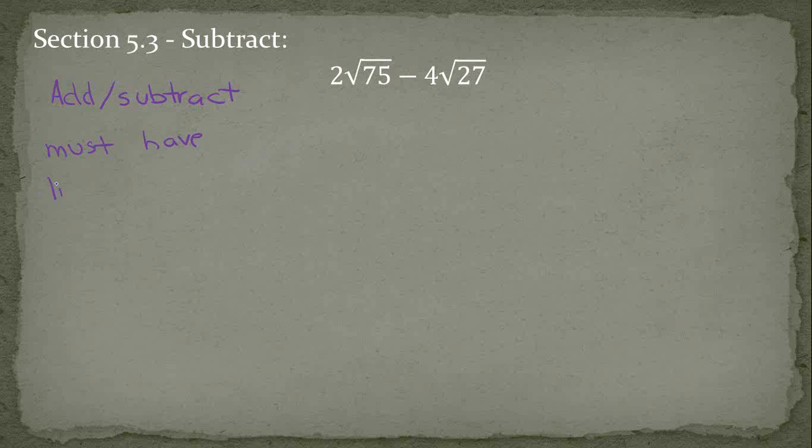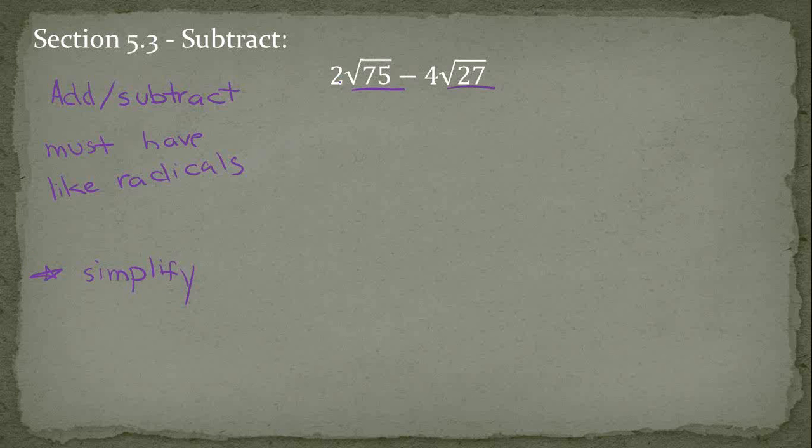Same thing here. You can only add and subtract if you have like radicals. And these are not the same. They have to have the same number inside. So therefore, we cannot subtract these. Don't do 75 minus 27. If they're not like terms, then we move on and just check and see if we can simplify.